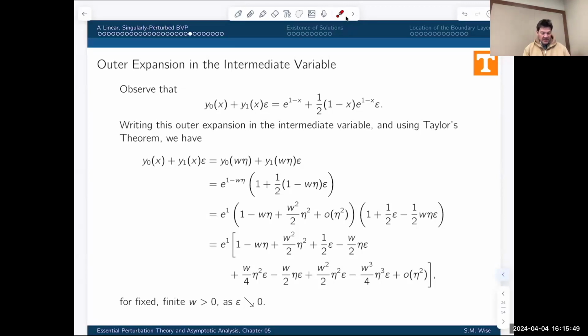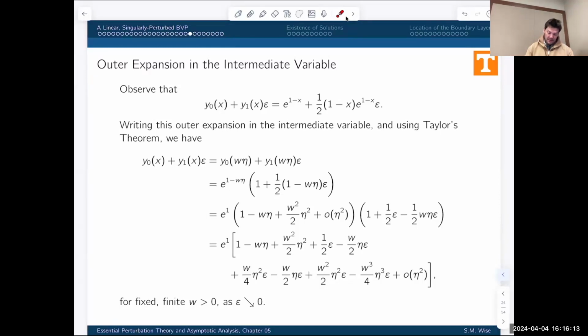So we're going to do an expansion of this. In fact, we can break this up into e to the 1 times e to the minus w eta. We're only expanding the e to the minus w eta. We're going to expand that up to the second order term in eta, and everything else is going to be little o of eta squared. Why is everything else little o of eta squared?